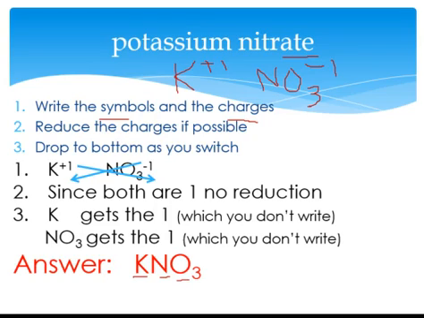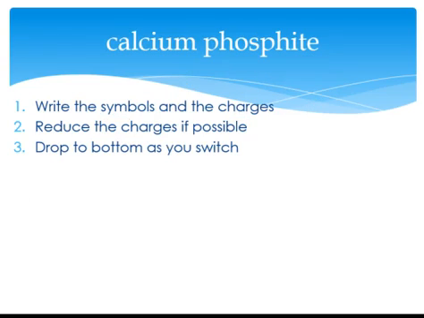All right, so I'm going to give you a problem to do, and then you are going to write the formula. Remember, the steps are symbols and charges, reduce if you can, switch to subscripts. Remember, we never have charges in there, so there's technically another step that reminds you to get rid of the charges. Okay, so calcium phosphite. I know this is polyatomic because it has ite. Ite means it is the lower version of the polyatomic ions that you memorize. So pause the video and solve the problem and come back after you have the formula.